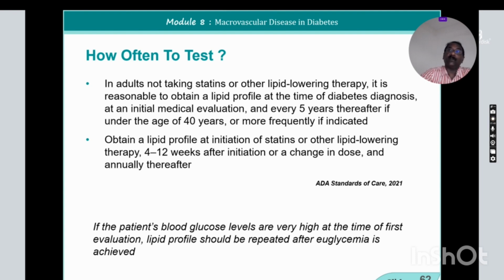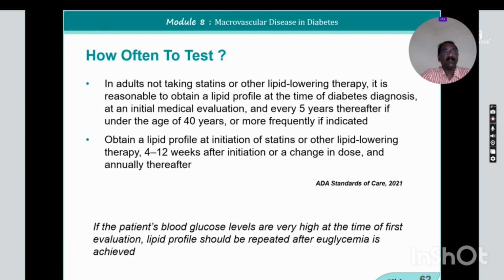Then what is the need of the lipid profile? Lipid profile values will tell you whether you are right in initiating the statin therapy. The dose of the statins will be dictated by the lipid profile values. Suppose you started with 10 milligrams of rosuvastatin and his LDL is 70. Do you continue the 10 mg or increase to 20 mg? Continue 10 mg. No problem.